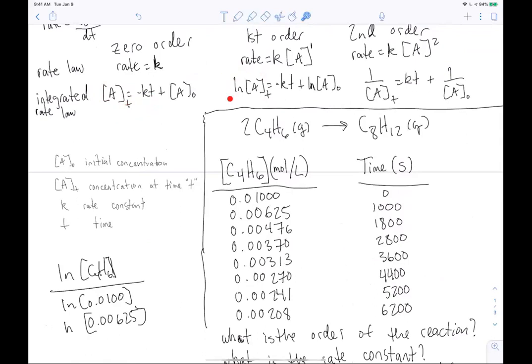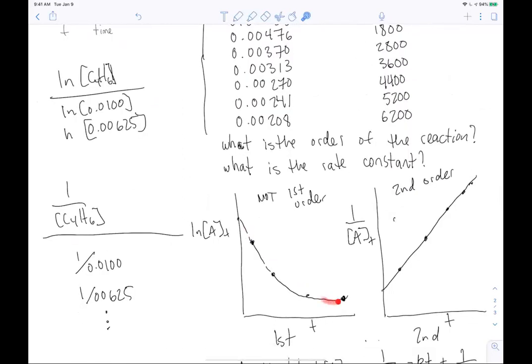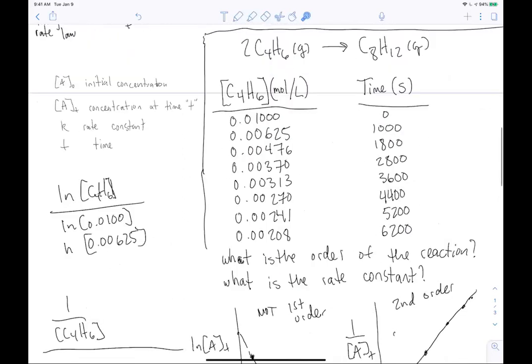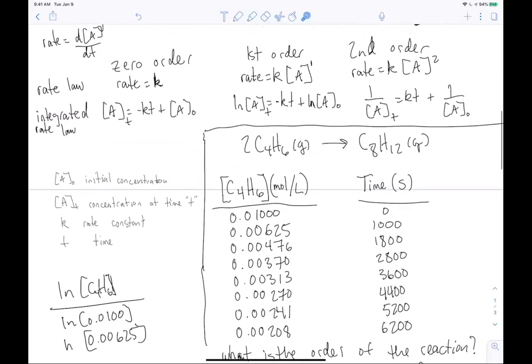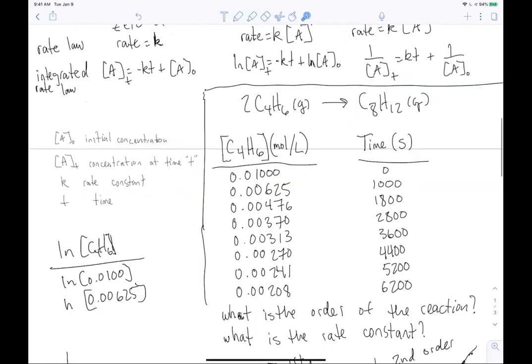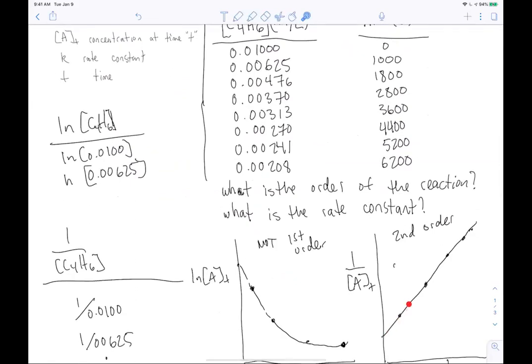So then I say, well, maybe it's first order? I look at this equation. If I plot the natural log of the concentration as a function of time, is it a line? If it's not a line, like what we saw down here, then it's not first order. That model doesn't fit the data. So then I say, what about 1 over A sub t, so 1 over the concentration, plotted as a function of time? Does that model fit? If that carves out a line, then I know it's second order.